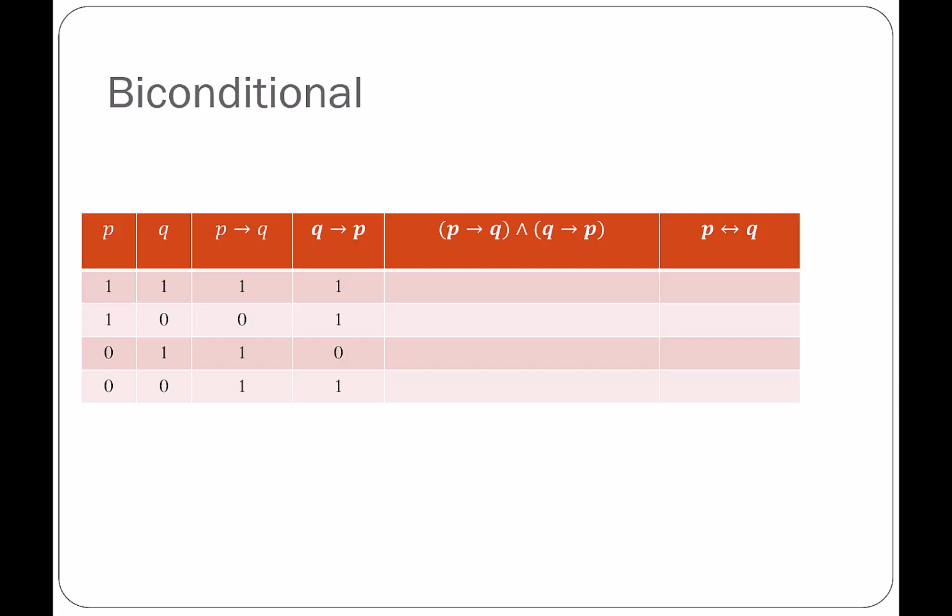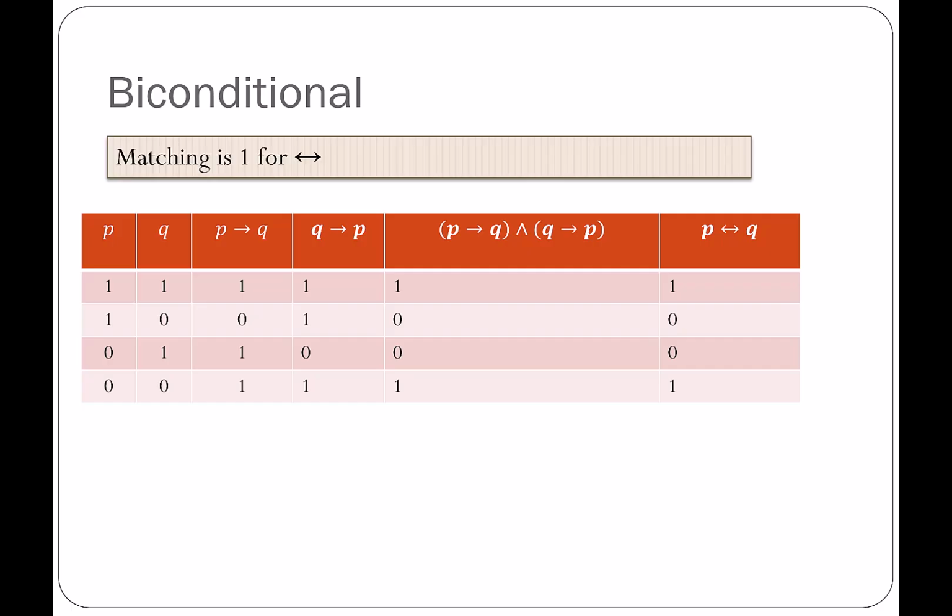Now that we have P implies Q and Q implies P, we can put those together with our connective and. Remember with and, they both have to be true for the overall statement to be true. True and true will be true. False and true will be false. True and false will be false. And then true and true is true. This column is the solution for P if and only if Q. So we can write that in our final column. The rule for the biconditional is matching is true.